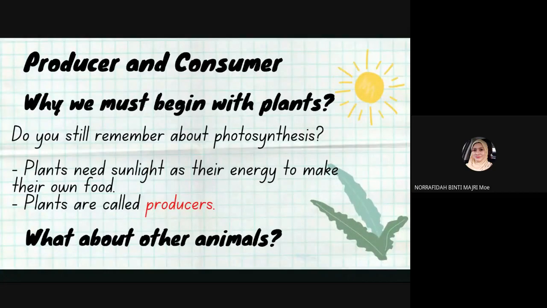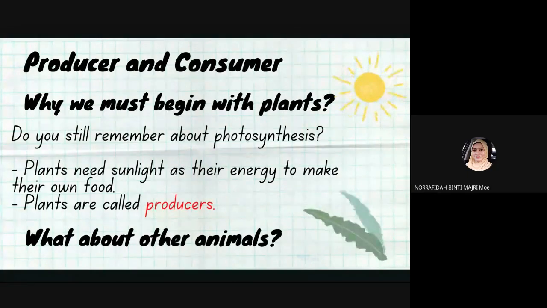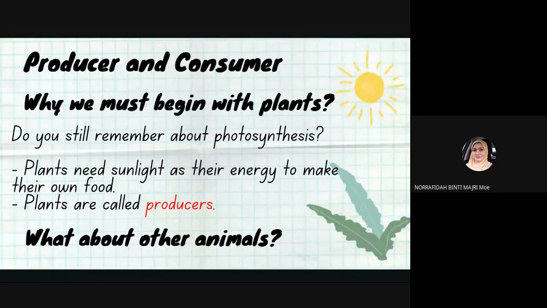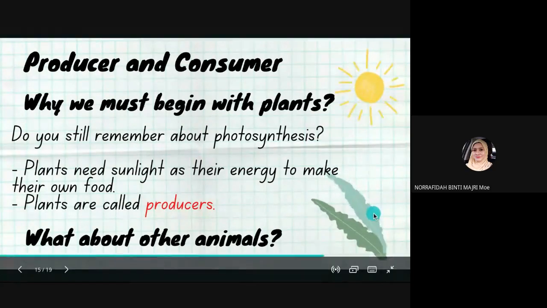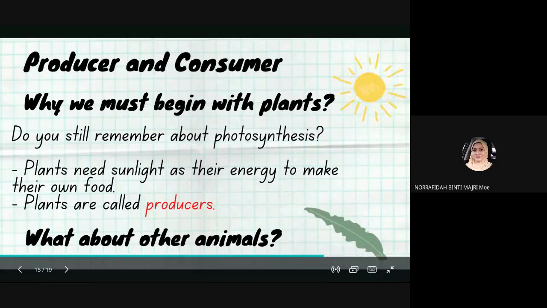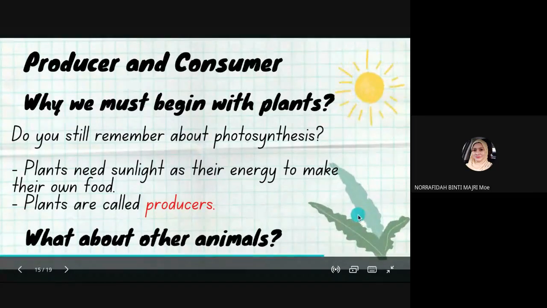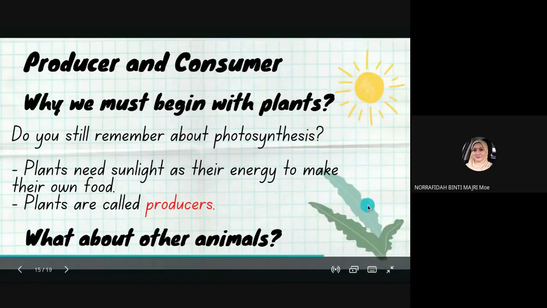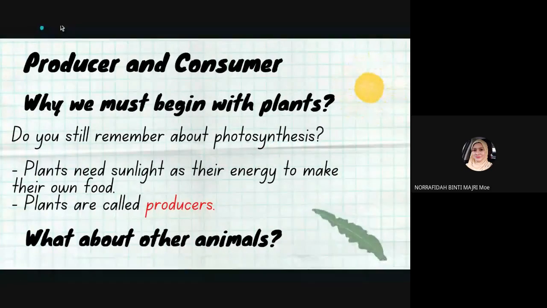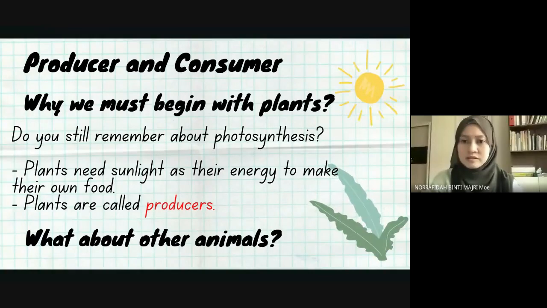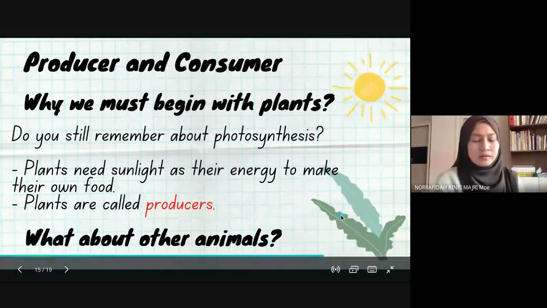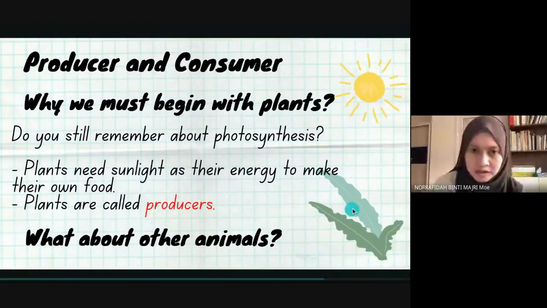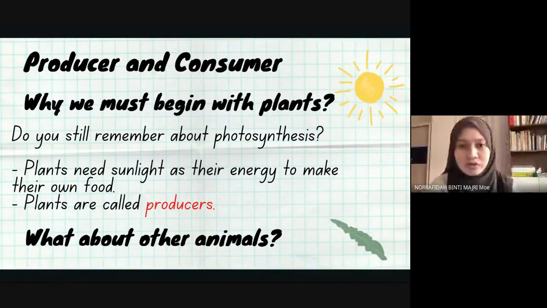If a human like us, we need to eat to get our energy. Where do we get the food? From the plants, like vegetables and fruits are plants. That one we get the food. We need to eat because we need the energy. So plants are our source of energy. Same as other animals. Other animals cannot make their own food like plants. Humans and animals cannot make their own food like plants, so they need plants as their main source of energy. Plants need the sun as their main source of energy.